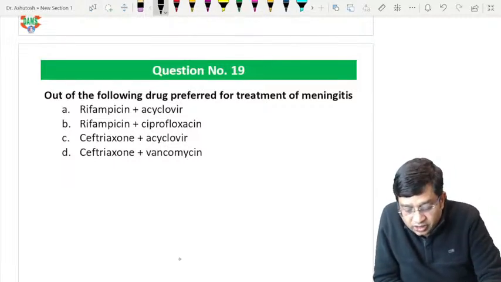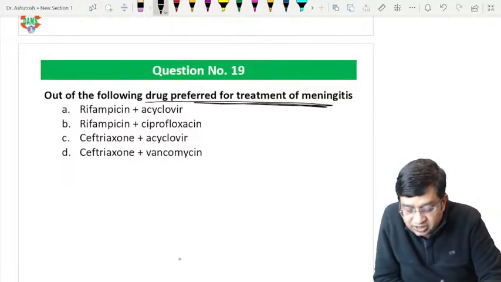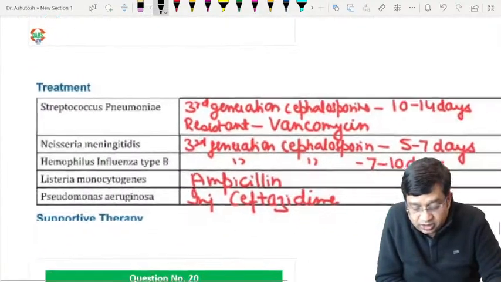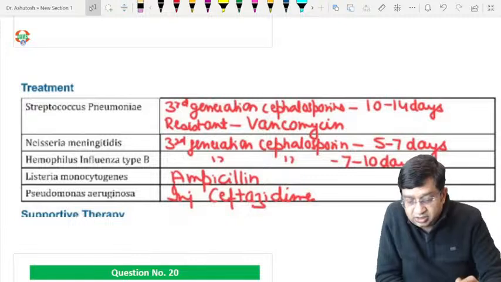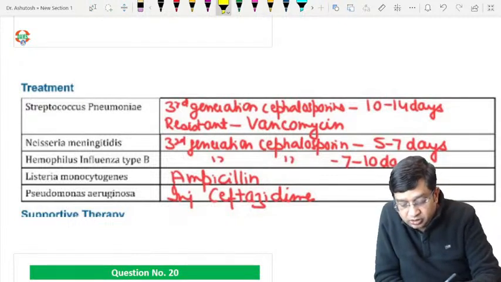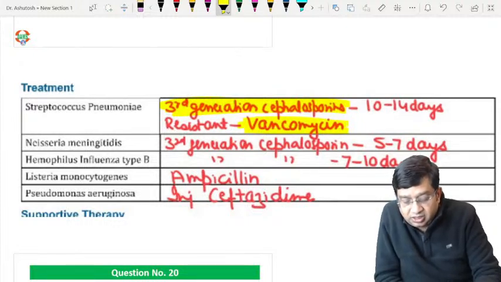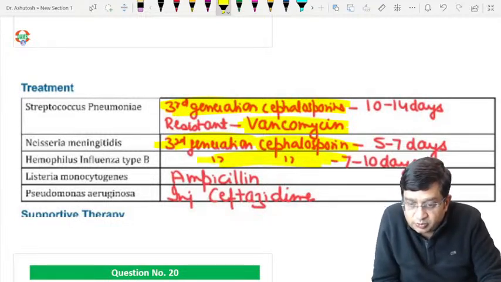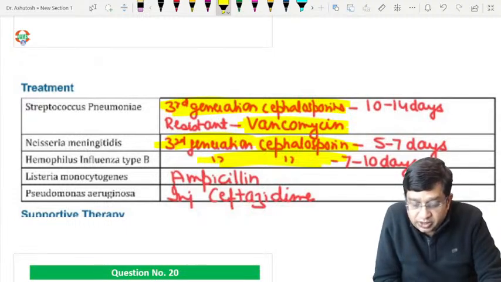Out of the following, drug preferred for treatment of meningitis. Right, now you see this question, this is what I teach you in the regular batch. In Streptococcus pneumoniae, what is the drug? Third generation cephalosporin, and if resistant, vancomycin. Meningococcus, third generation cephalosporin. H. influenzae, third generation cephalosporin, right? That is what I particularly teach you.